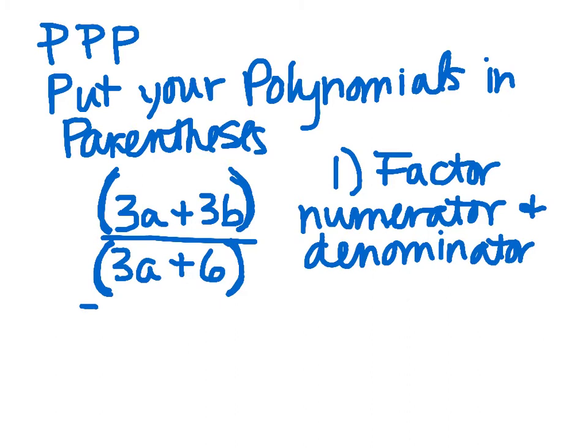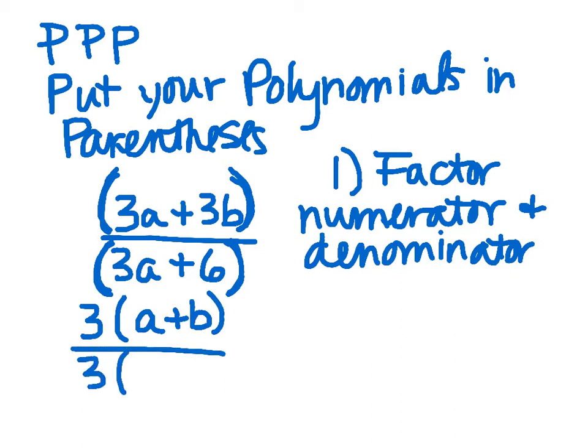So this numerator has a GCF of 3, leaving a plus b in the parentheses. The denominator has 3 times a plus 6. So now the 3 is multiplied with a plus b, so it can be canceled out. The 3 is multiplied by the a plus 6, so it can be canceled out. Notice that's as far as I can go. I can't cancel out the a's because they are parts of a polynomial.